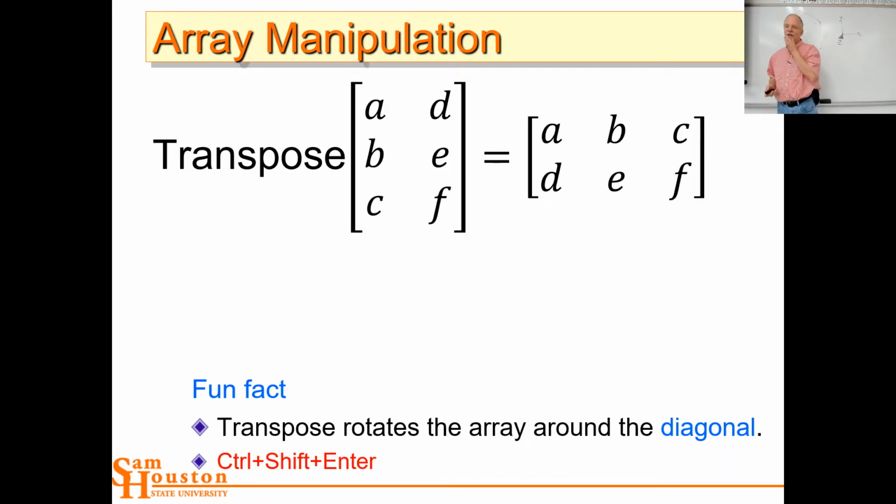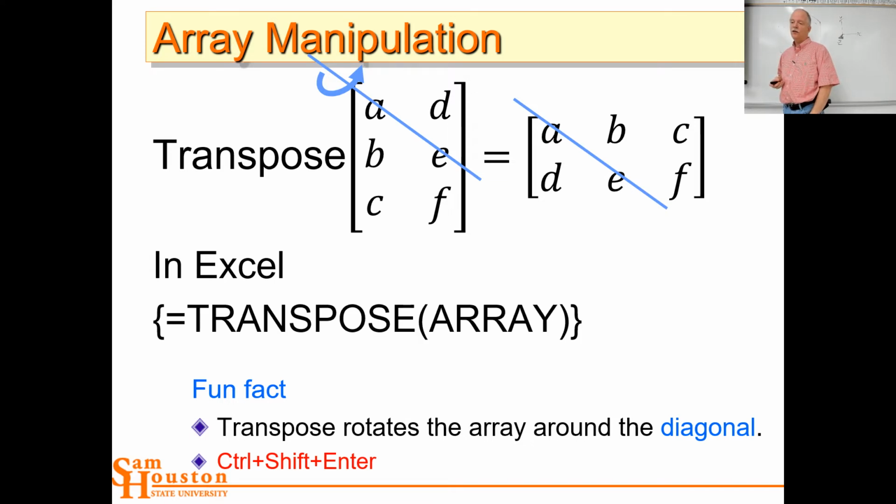So for a matrix, we can rotate around that diagonal. So if we transpose this 3 by 2 matrix, it becomes a 2 by 3 matrix. So notice A and E are still in the same positions. It's the ones below the diagonal became on top of the diagonal, and the ones on top of the diagonal went below. So this is the transpose of a matrix. A matrix is just a 2-dimensional or even 3 or 4-dimensional array.